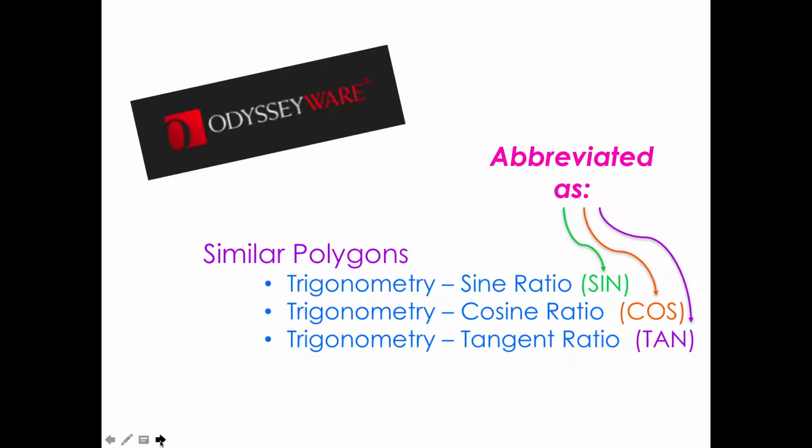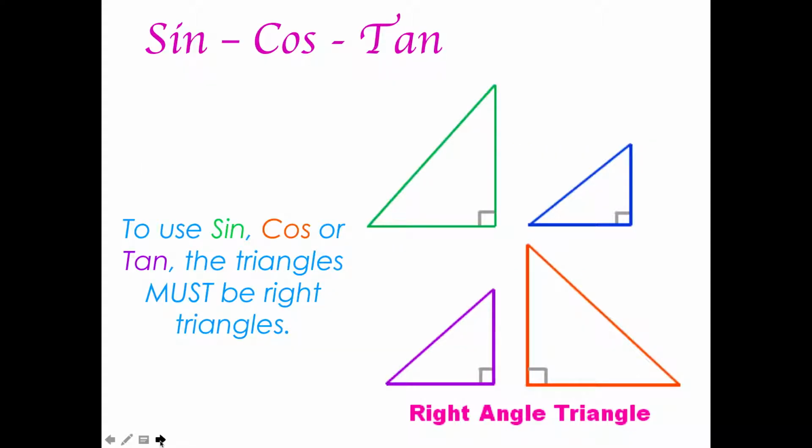As you can see, we have abbreviations for the words sine, cosine, and tangent. For sine, we have SIN, listed there in green. We have COS, which stands for cosine, abbreviated in orange, and TAN for tangent, abbreviated in purple. Again, I'm sure you've seen these before. It's just an easier way for us to write it rather than the whole word.